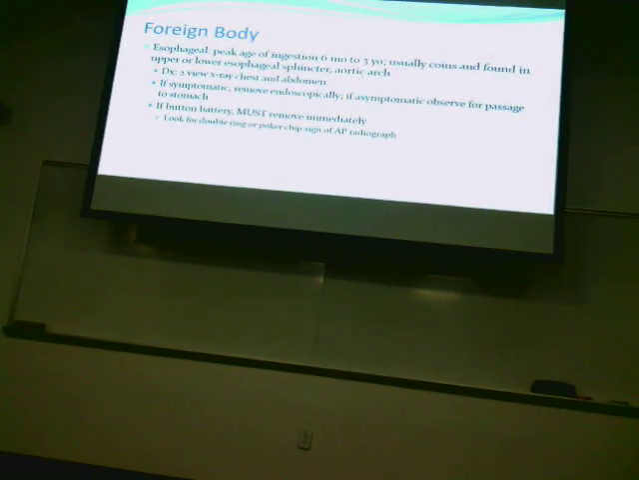Okay, so foreign body. We don't go into foreign body aspiration. I think we have that in a prior slide, but this is just for swallowing foreign bodies. It's our esophageal foreign body. Our peak age of ingestions is going to be 6 months all the way to 3 years. It's usually coins and found in the upper or lower esophageal sphincter or aortic arch.